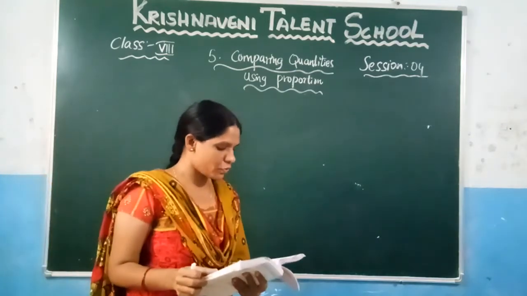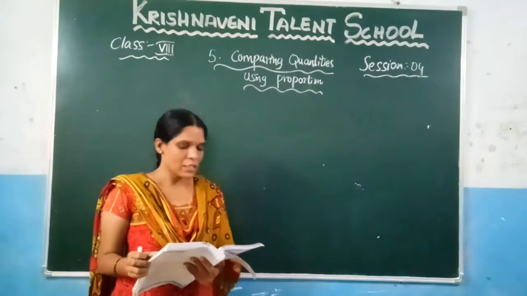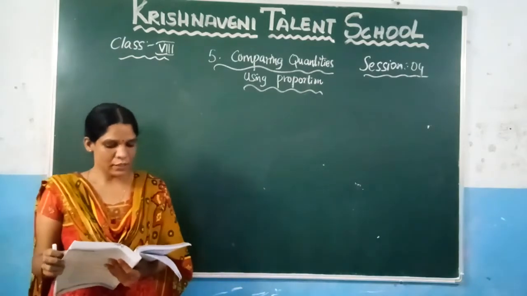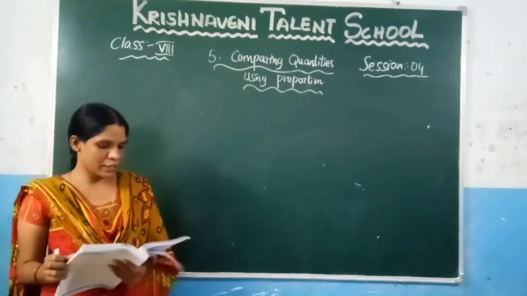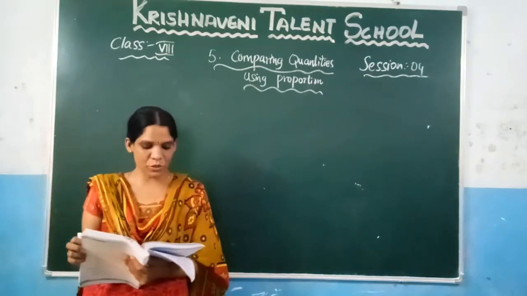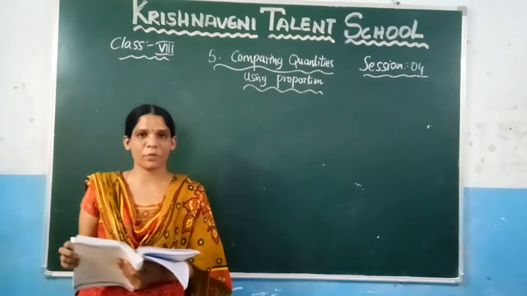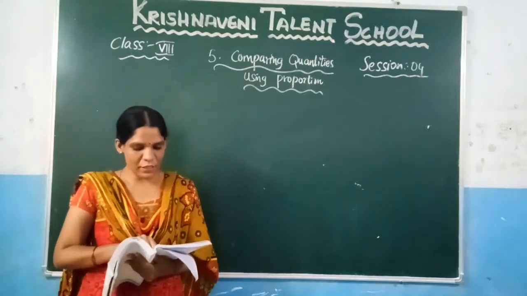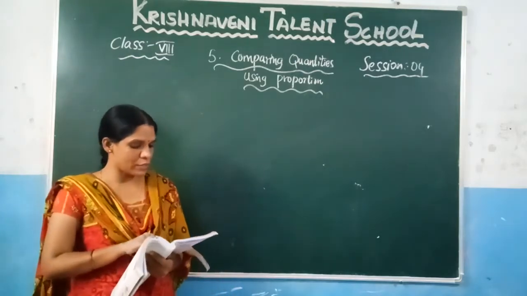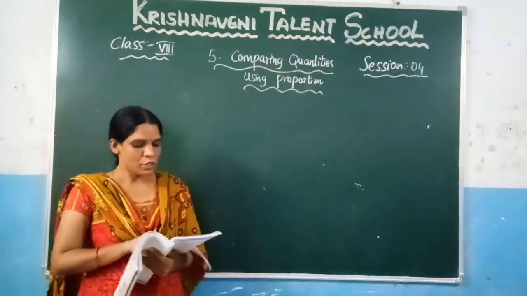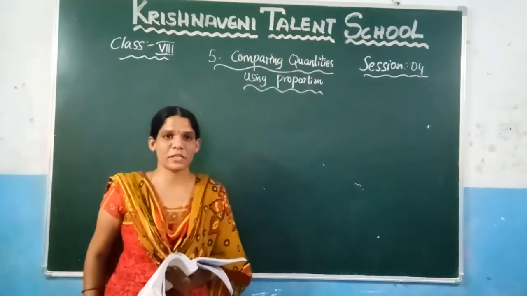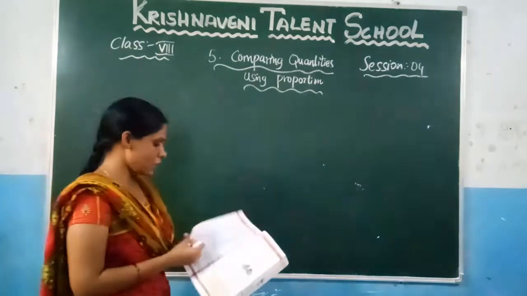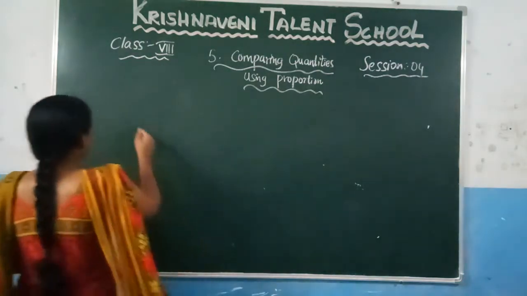If 9 out of 24 students scored below 75% in a test. That means here 24 students wrote the exam. In that, 9 students got below 75% marks. Find the ratio of the students who scored below 75% marks to the students who scored above 75% marks. This is the question they have given. So let us see how to solve this problem.